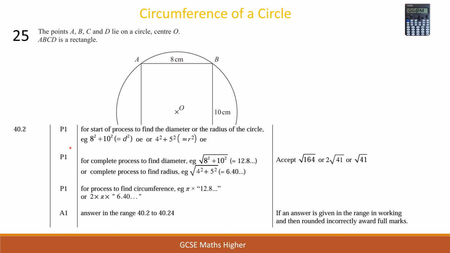The mark scheme says the answer is 40.2 to 3 significant figures. P1 is a process mark, so these are where you're going to get your method marks awarded, and then your final answer mark is here. Remember to show your working and give your answer to 3 significant figures.